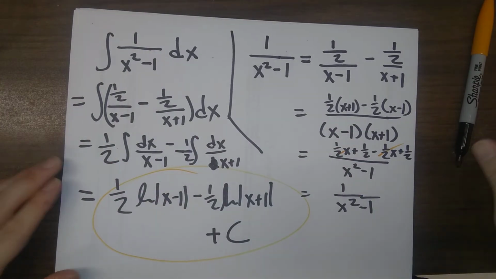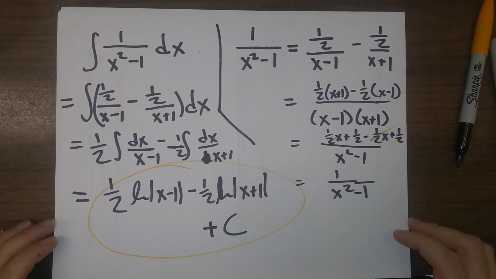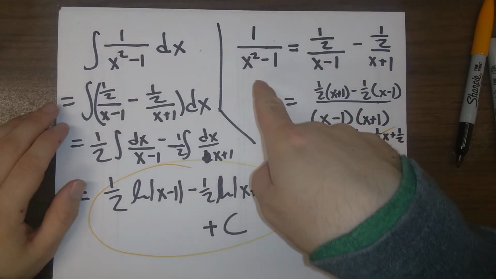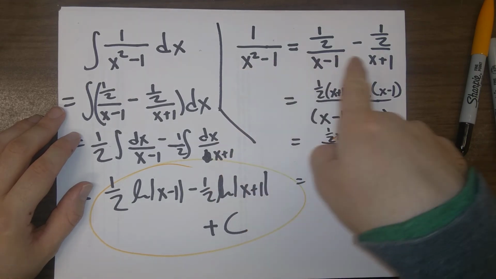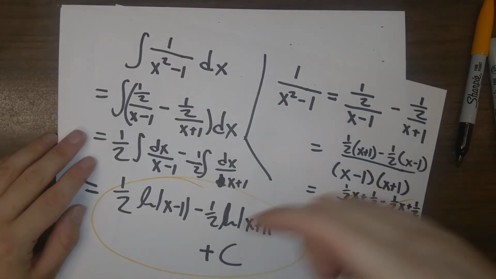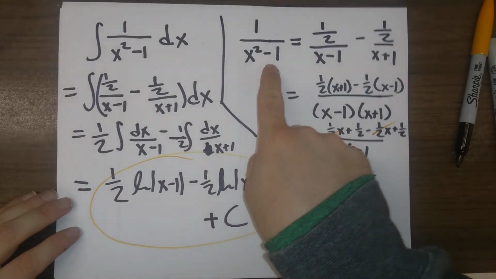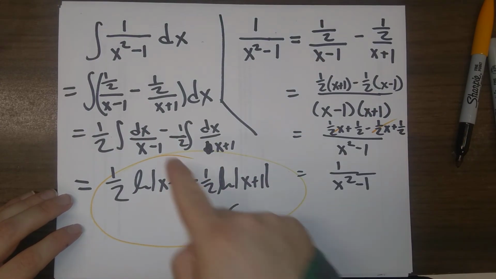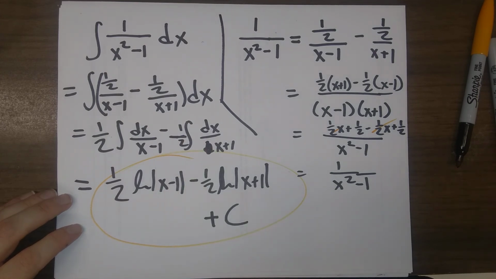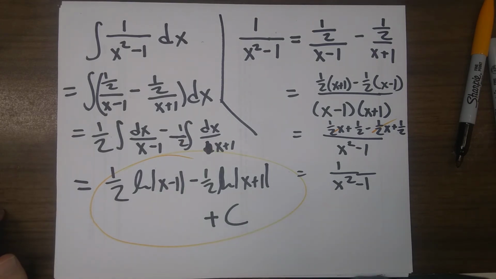So what's the point of partial fractions? The method of partial fractions: we rewrote our rational function in terms of two other rational functions. We didn't know how to integrate this, but these two rational functions are each ones that we can easily integrate. So this is what the method of partial fractions is. We rewrite rational functions in ways that allow us to more easily integrate them.